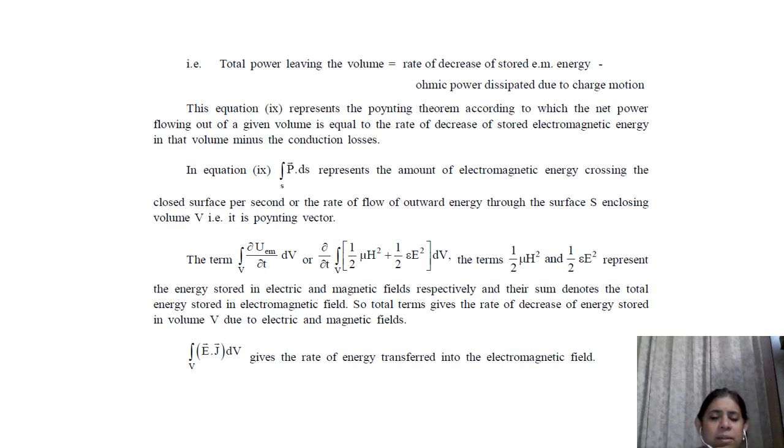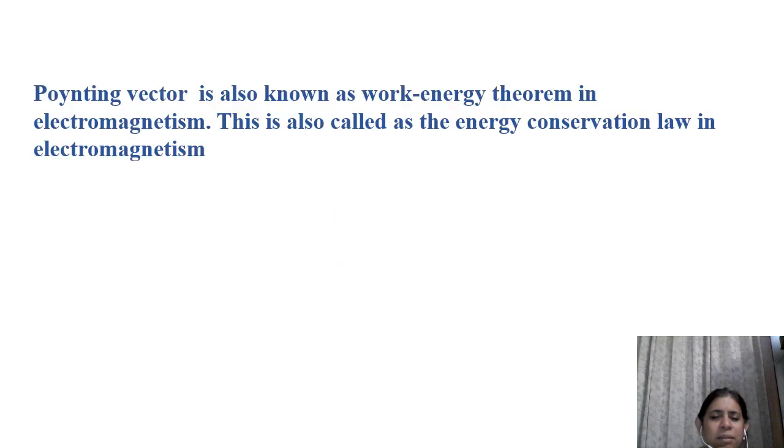So this whole equation can also be known as the work energy theorem in electromagnetism, or the energy conservation law in electromagnetism. So the Poynting vector, and after that the Poynting theorem, is the work energy theorem in electromagnetism. Thank you.